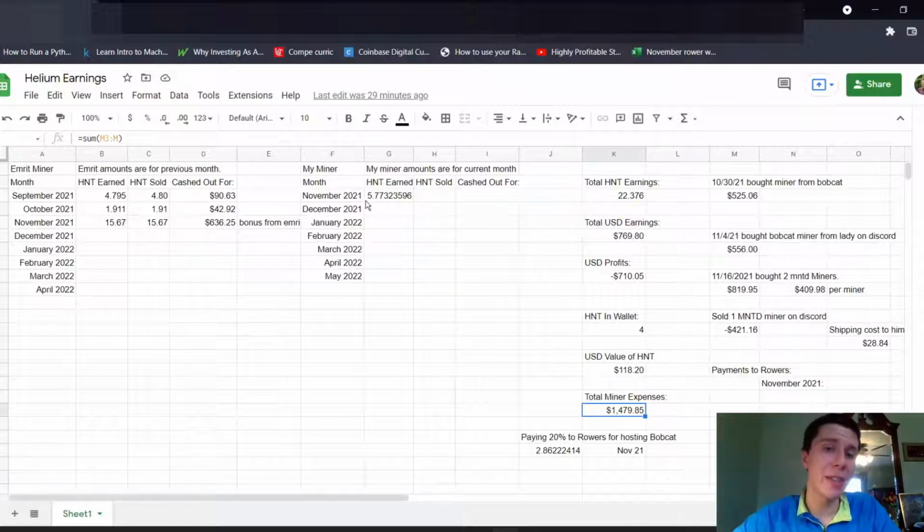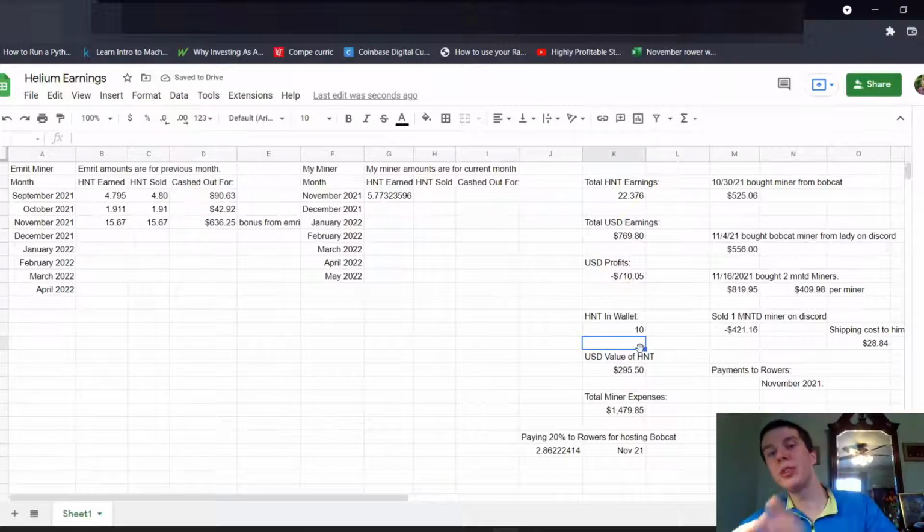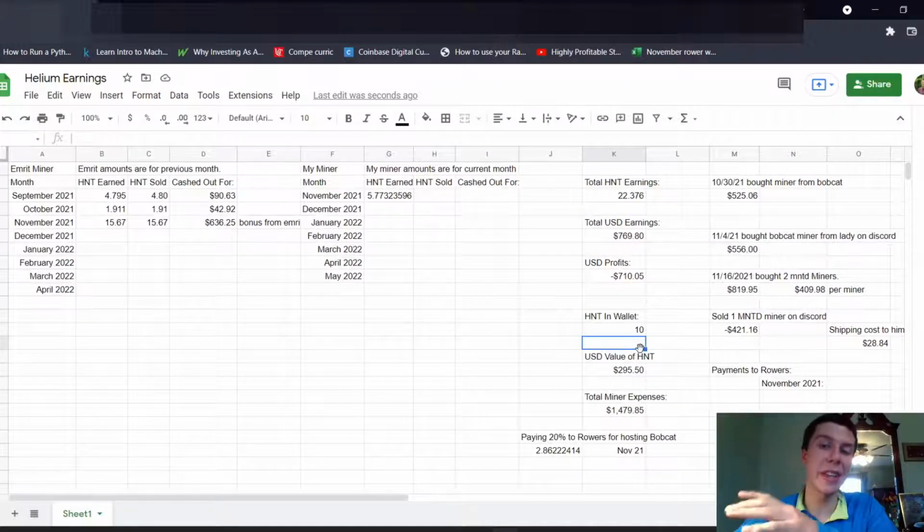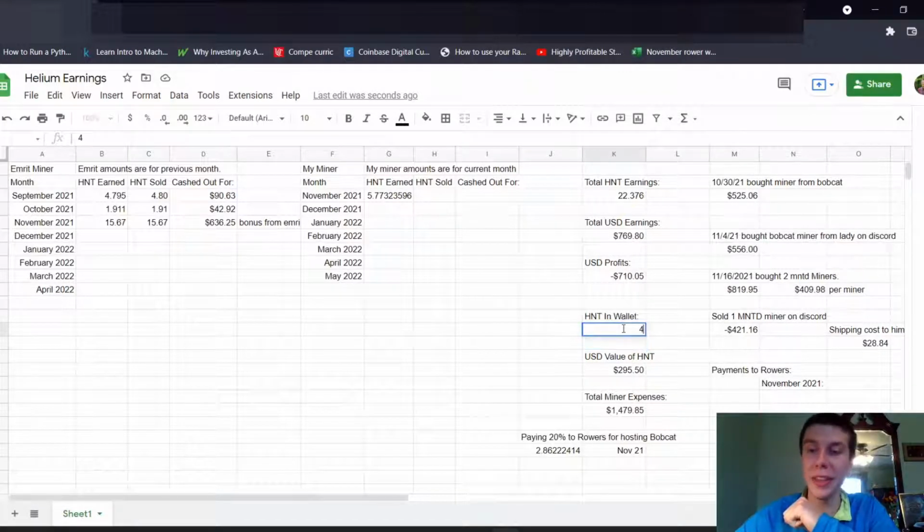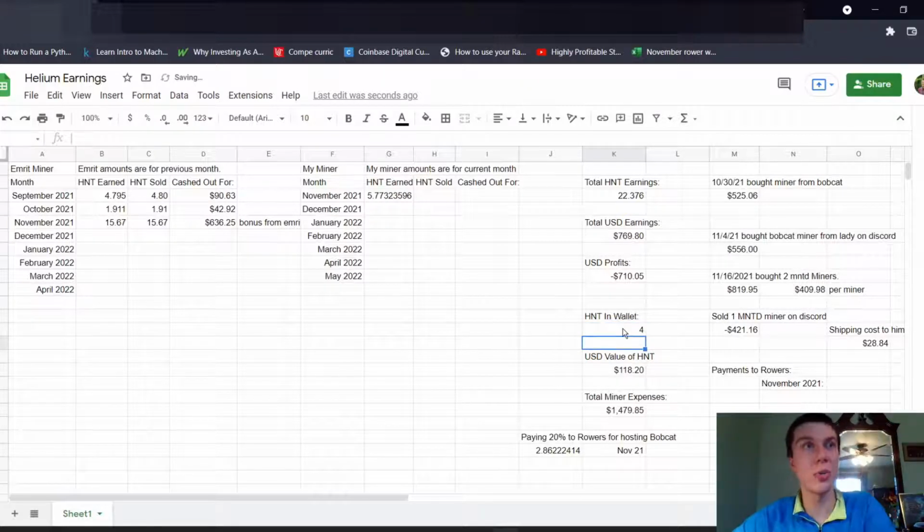And if we add in this 5.77, just round up to 10, if we add that in, that gives us a value of around $300. So we have around $300 of helium just sitting there. So in that case, we're only in the hole around $400. So over time, I think probably by the end of January or February, I'm hoping to be breaking even. And at that point, it'll all just be profits.